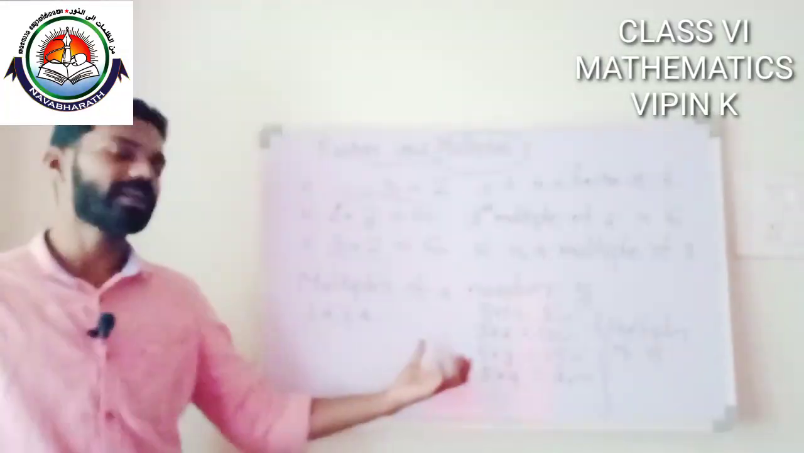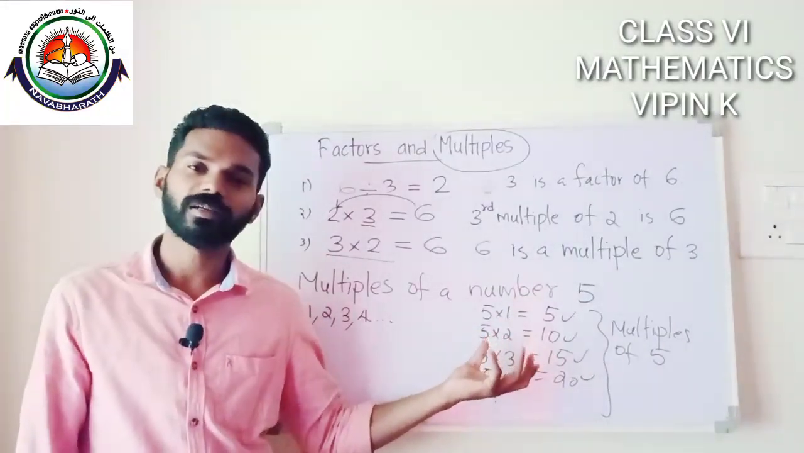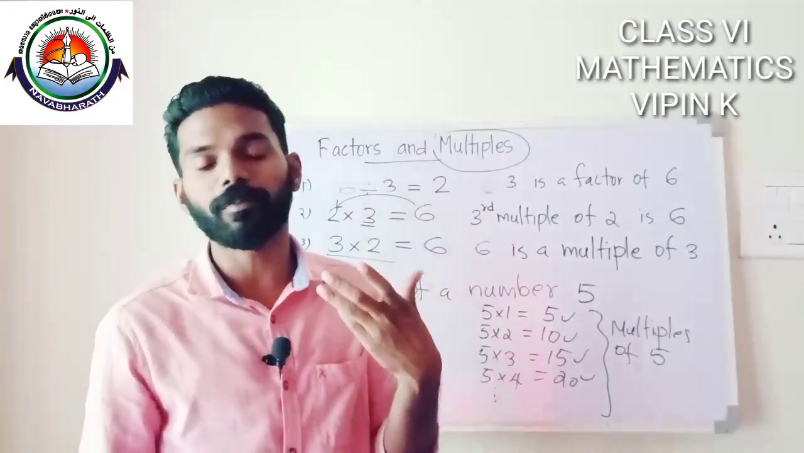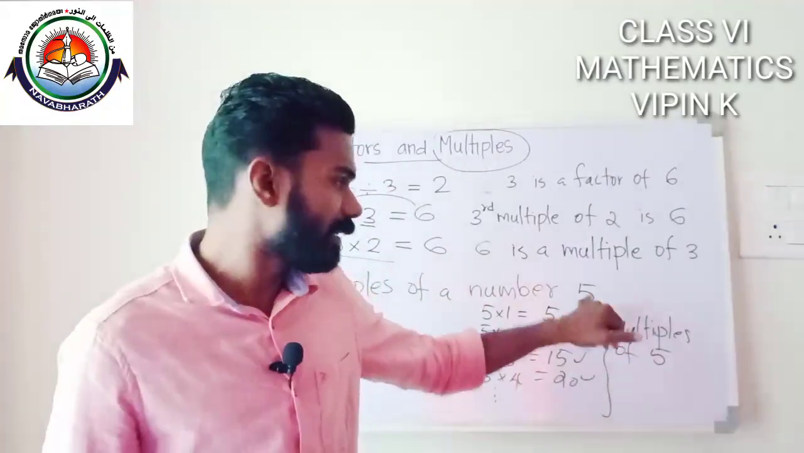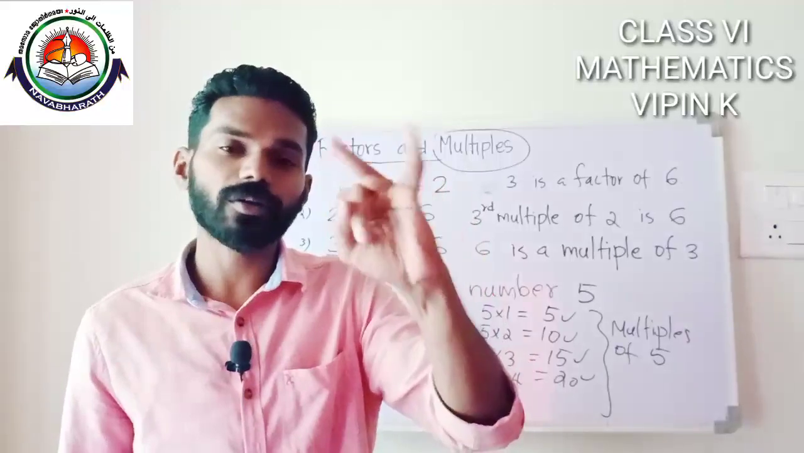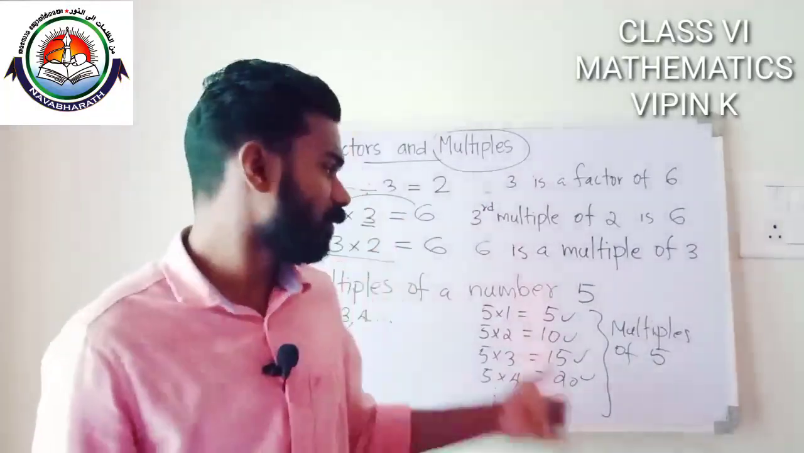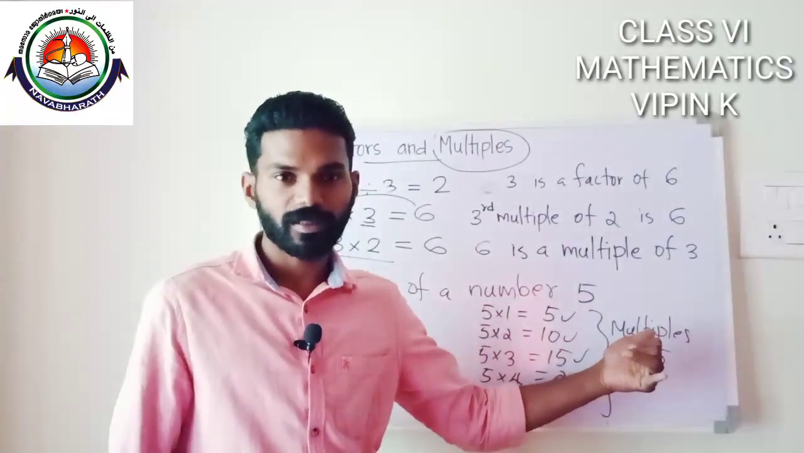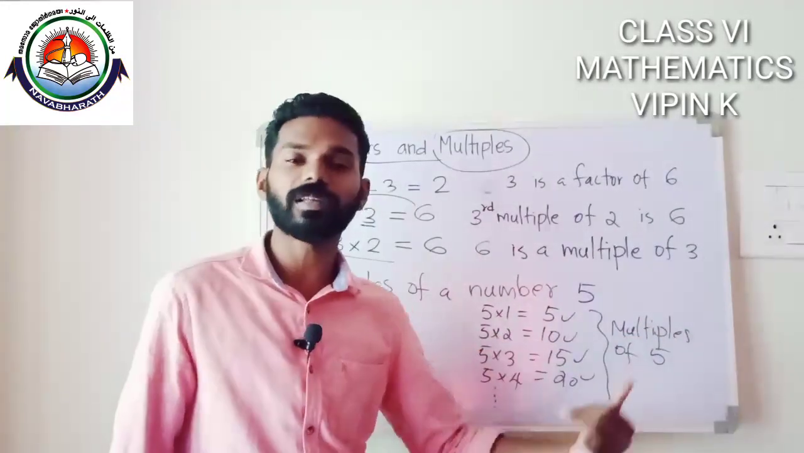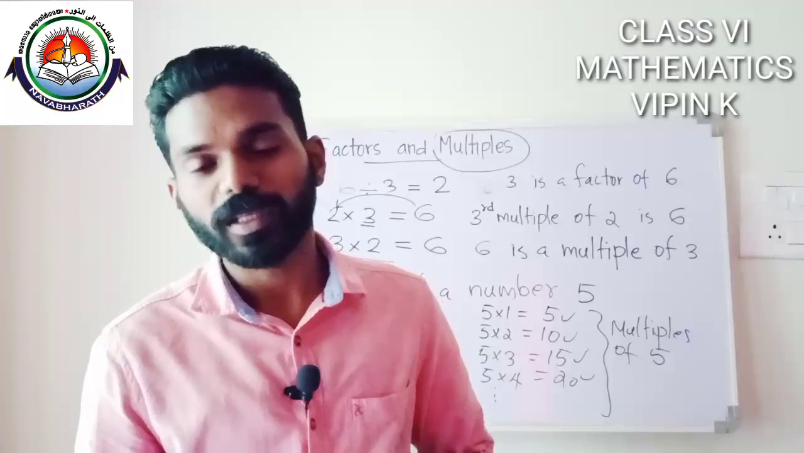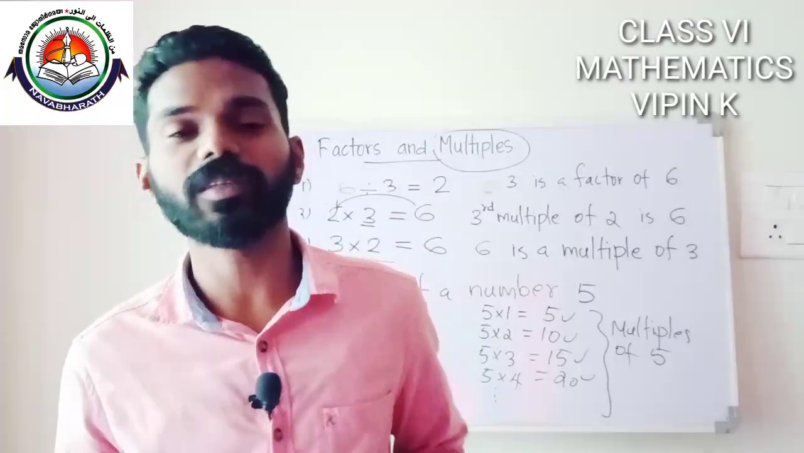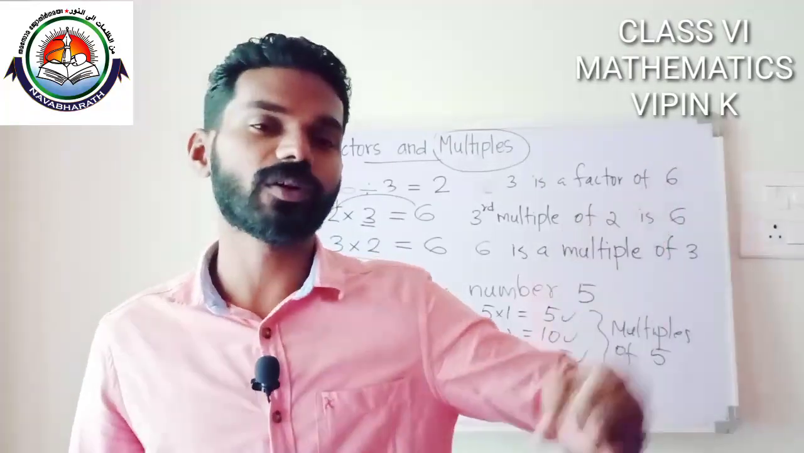So how can you get the multiples of a number? We can get the multiples of a number by multiplying that given number by 1, 2, 3, etc. If you are multiplying by 1, then it would be the first multiple. If you are multiplying by 2, then it would be the second multiple. If it is multiplied by 3, then it would be the third multiple, and so on.